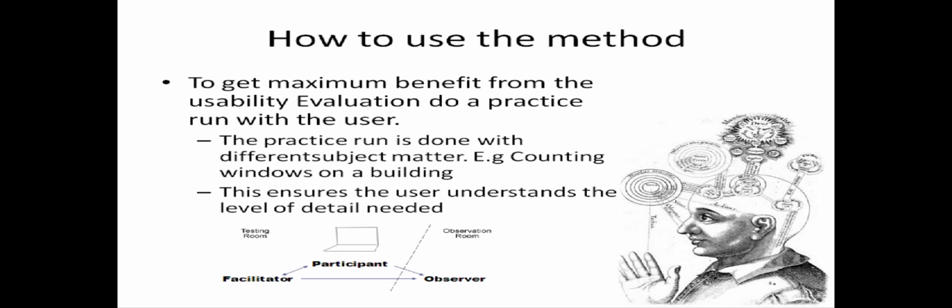To get the maximum benefit from the usability evaluation, do a practice run on the user. We do this to find out if the user is giving the required amount of detail and to help them feel comfortable. A practice run can be easily done, for example, asking the user to count the number of chairs in the room. After the practice run, the observer can decide whether he is happy with the level of detail given. If not, the observer can tell the user to speak more frequently to give more specific details. If the observer is happy with the level of detail given, they can continue to the real trial.